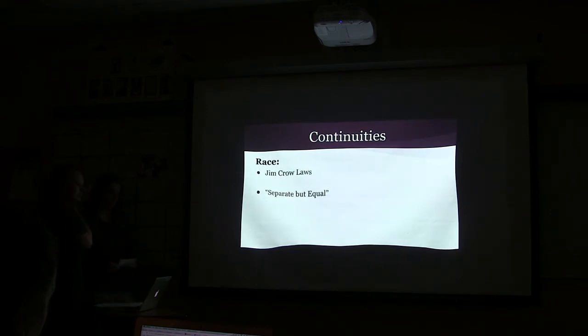And then continuities for race. Jim Crow laws were examples of continuity in the oppression of the African American race even after the 14th Amendment was passed. And the separate but equal doctrine constitutionalized and permitted the idea of racial segregation.